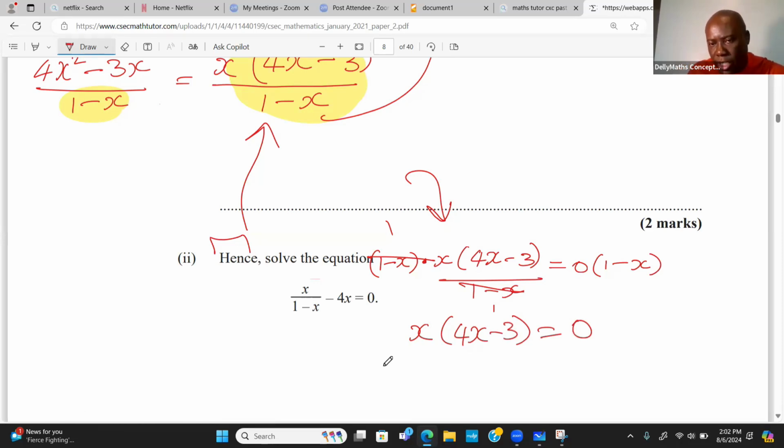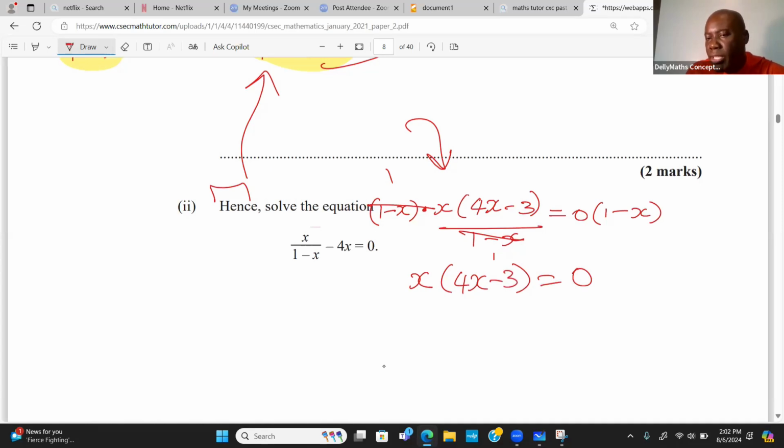If we continue, two things multiply to give 0, so let's apply the zero product rule. It says that it's either x is 0 or 4x minus 3 is 0. In this case, let us solve to find x. We're going to add 3 to both sides. So this part is gone.